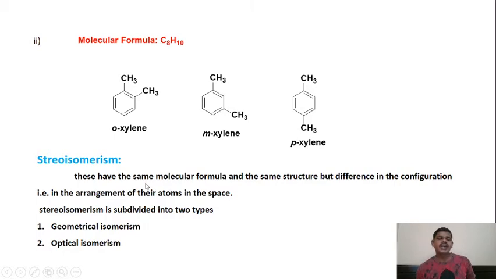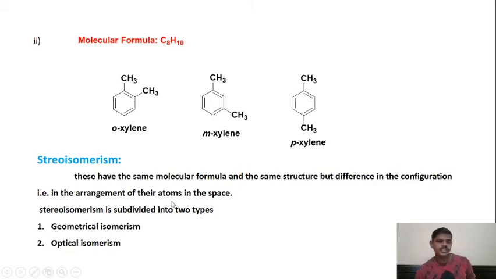These have the same molecular formula and the same structure, but a difference in the configuration, that is the arrangement of their atoms in space. This is what we have seen in the definition. Stereochemistry deals with the study of the spatial arrangement of the atoms of a molecule in three-dimensional space. Here the atoms are attached at different positions in the molecules in a three-dimensional structure.